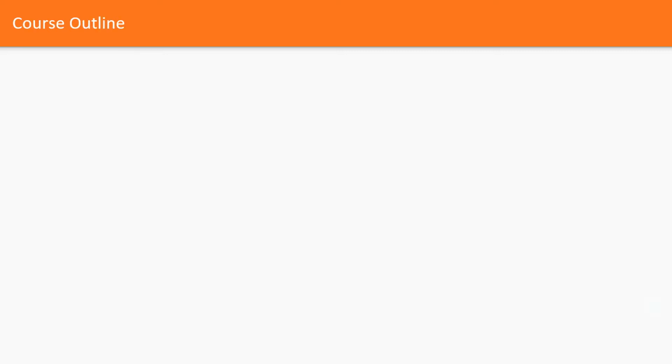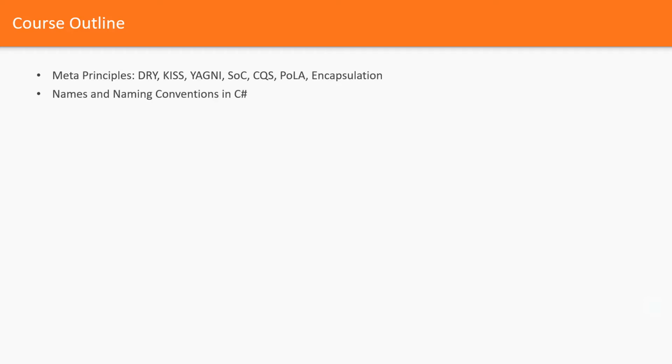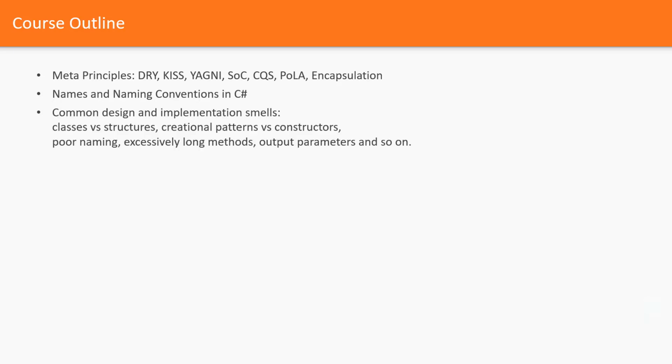In short, the course covers the following topics: meta principles, DRY, KISS, YAGNI, SoC, CQS, POLA, and encapsulation. How to give better names for API members and what naming conventions exist in the .NET platform and are suited for C#. Common problems encountered by C# developers in the process of designing and implementing APIs: classes versus structures, creational patterns versus constructors, poor naming, excessively long methods, output parameters, and so on.